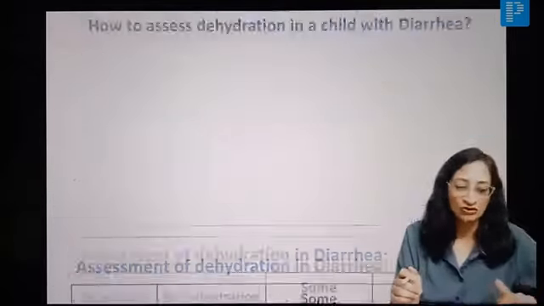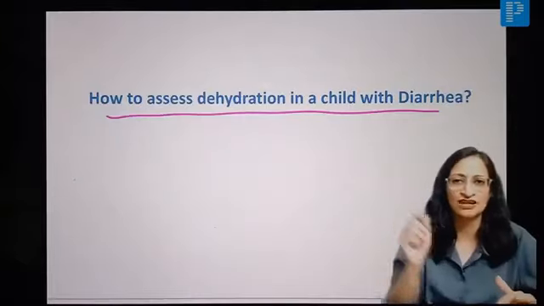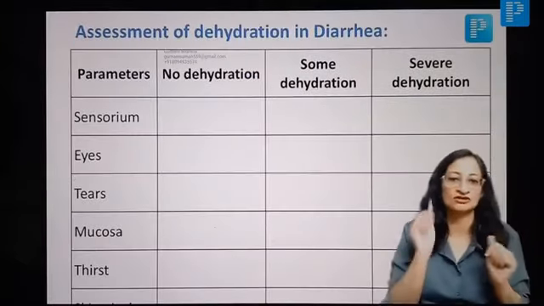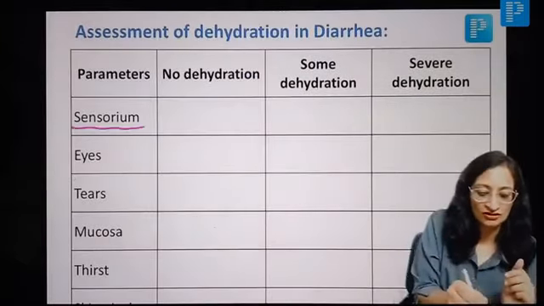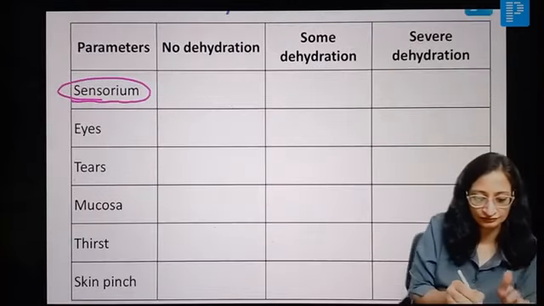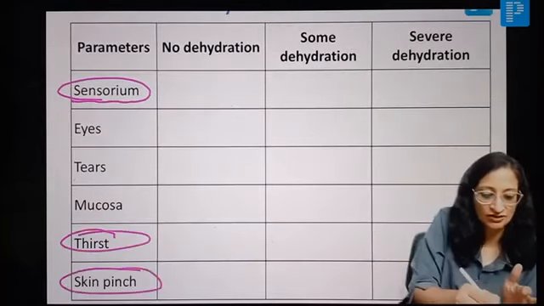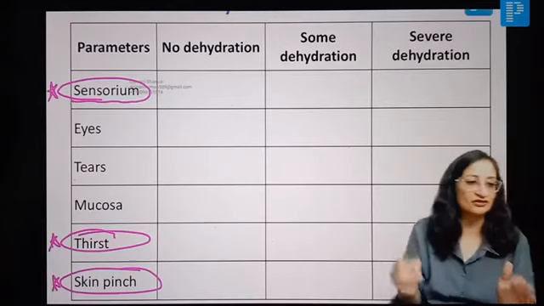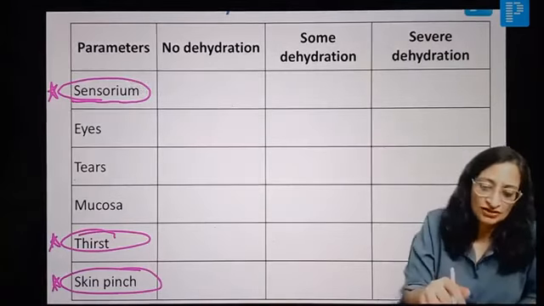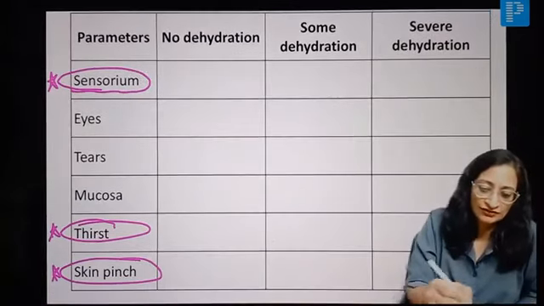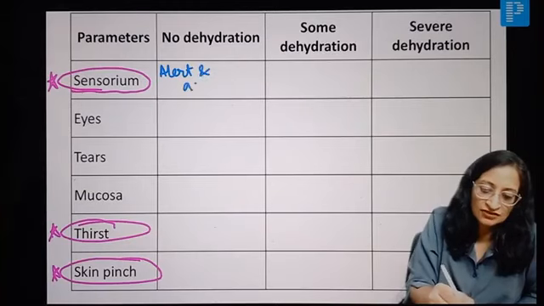We'll first discuss how to assess dehydration in a child with diarrhea. Very, very important. Almost every other exam you get this question. The 3 most important things to see are the sensorium, the thirst, and the skin pinch. These are the 3 most important things that you're going to see. So sensorium: if the child is alert and active, it is no dehydration.